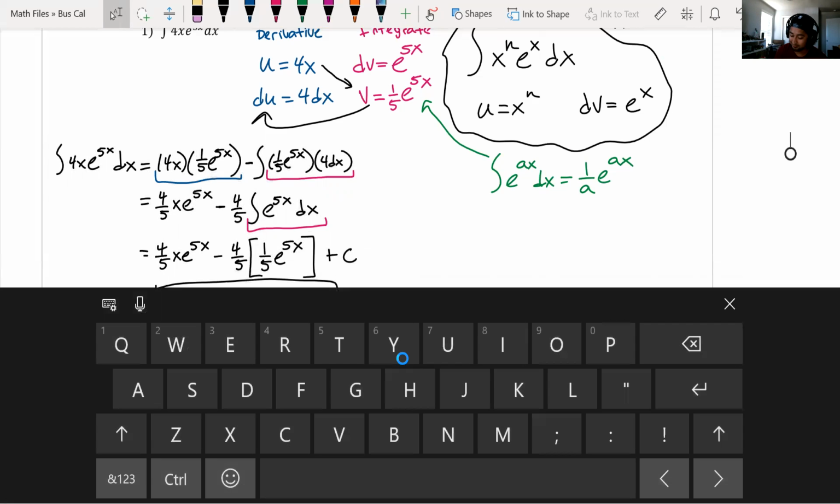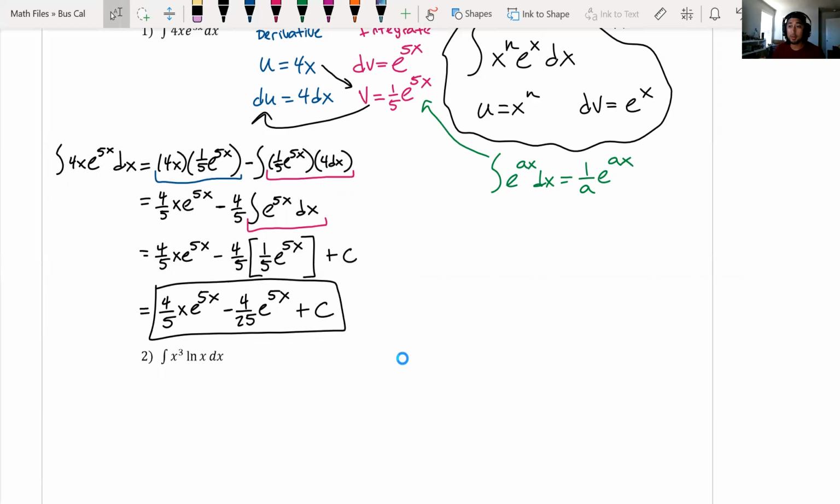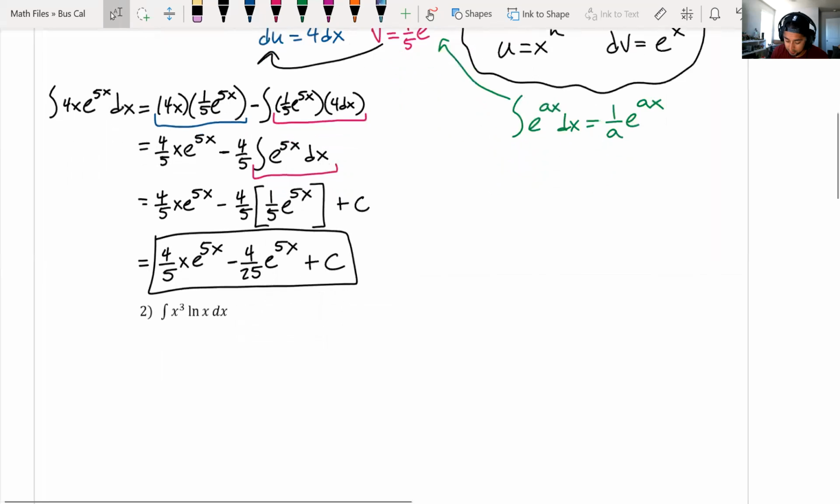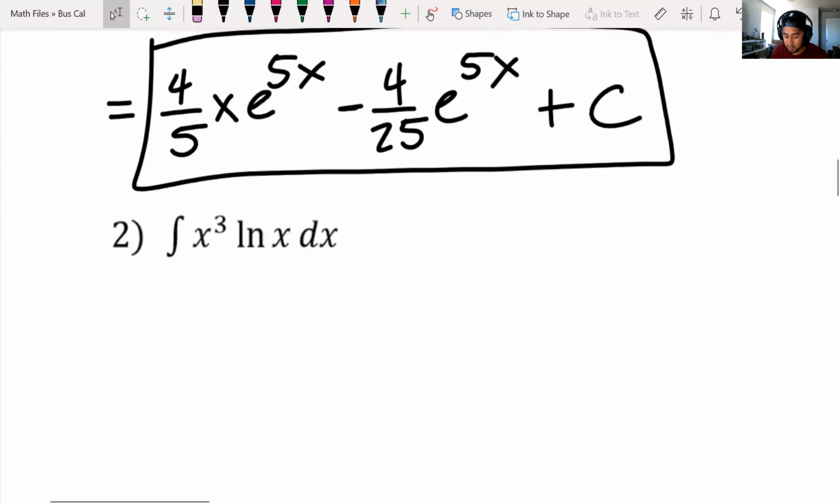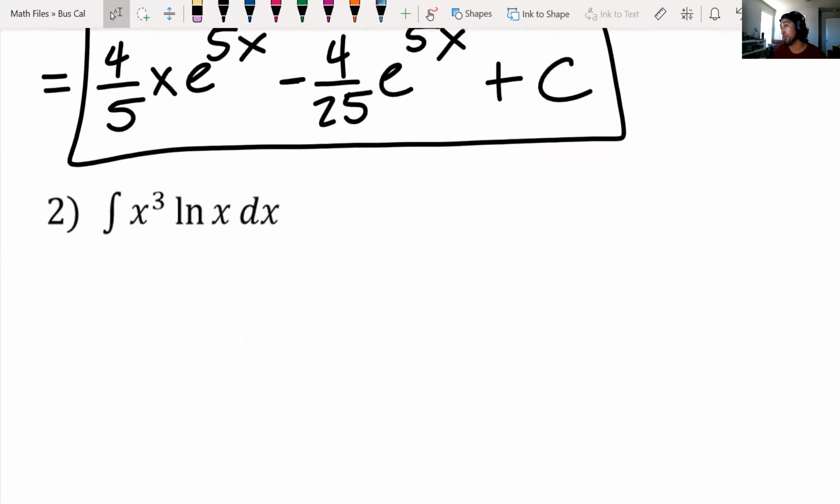Good. All right, let's do it again. Number 2. Now we have a different form than the one above. This is the integral of x cubed times the natural log of x dx. So again, you have to be careful choosing who's u and who's going to be dv.